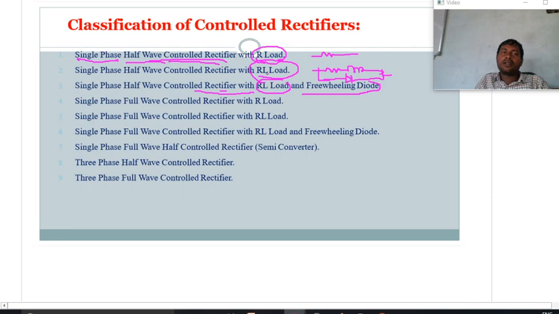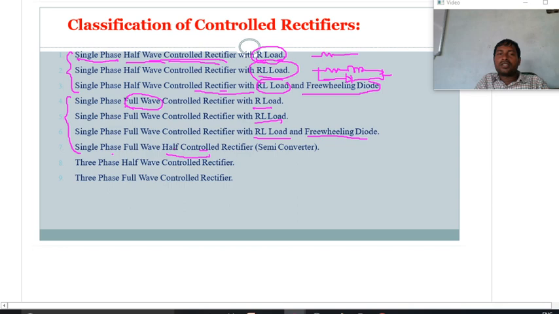And also single phase full wave. So these are the half wave up to here, and these are the full wave. Full wave also has R load, RL load with a freewheeling diode. And also single phase full wave rectifier with a half controlled. So this is the full control rectifier, this is the half controlled rectifier.